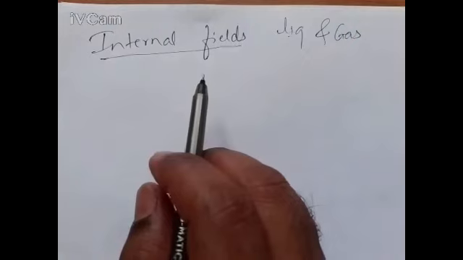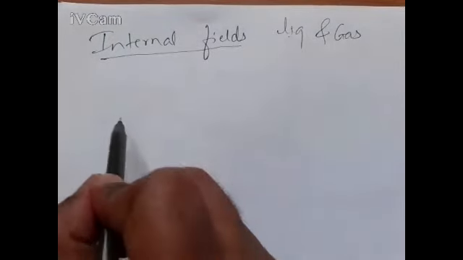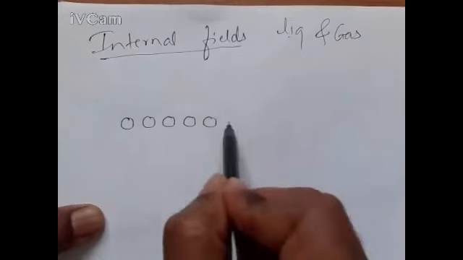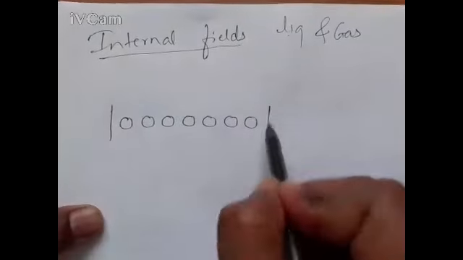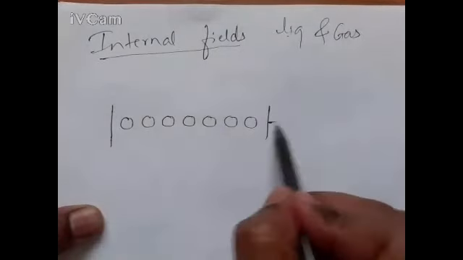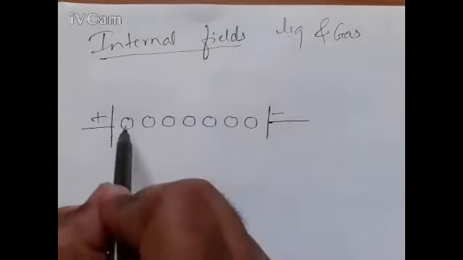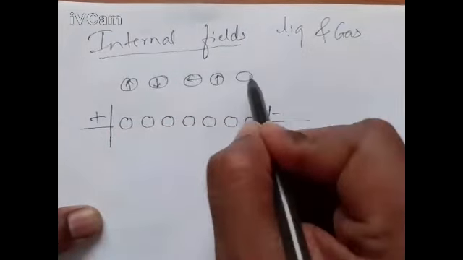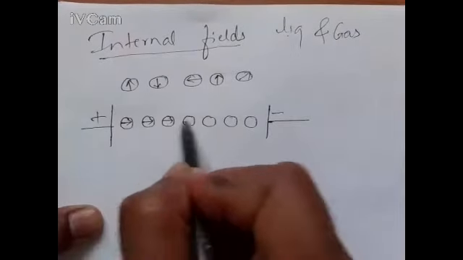What is the internal field? If I take any material, for example, I'll draw the diagram like this. This is one material, and we can take this as an atom or a molecule. To this, I am going to apply a field. When you apply the field, the positive and negative centers of these molecules, which were randomly aligned before, will align in one direction.